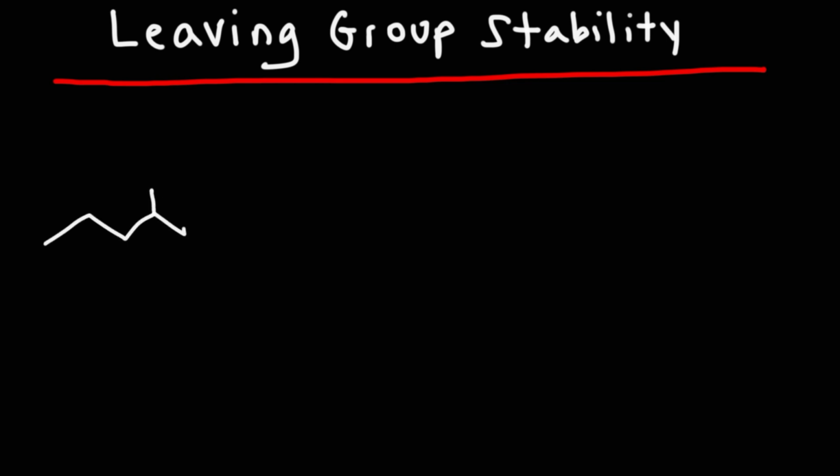Now, let's say you have 2-bromopentane, and let's compare that with 2-chloropentane. A typical test question might ask you something like, which one of these two substrates will work better in an SN2 reaction? Now, the carbon-hydrogen framework is the same. The only thing that's different is the leaving group. So in order to know which substrate will work better in an SN2 reaction, you need to know which is the better leaving group. Is it bromide or chloride?